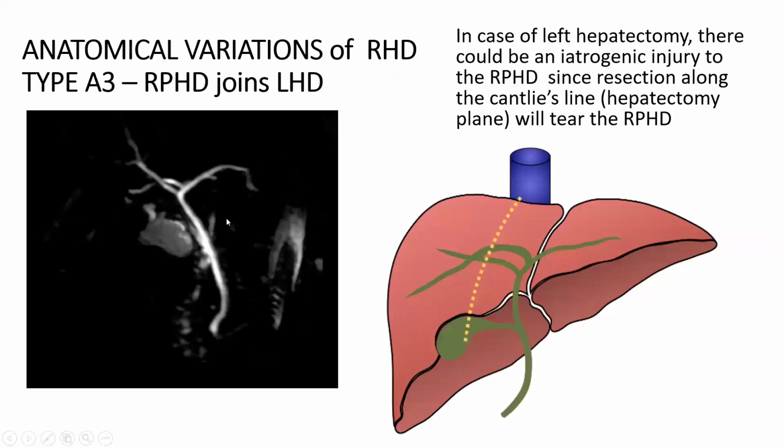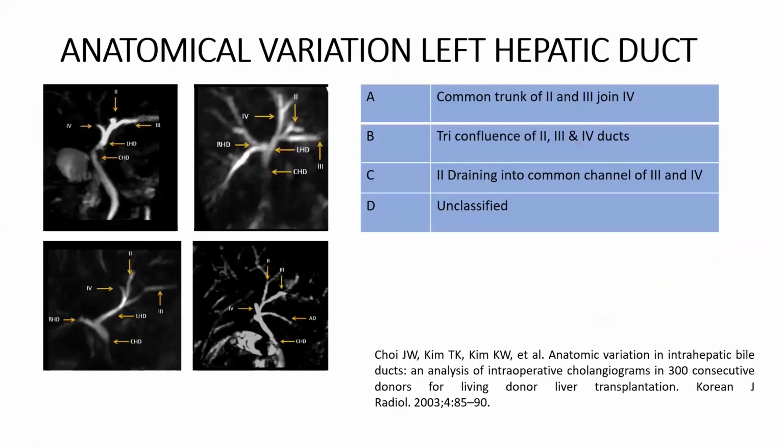In this situation where the right posterior hepatic duct joins the LHD, there may be problems in cases of left hepatectomy, where there may be sectioning of the right posterior hepatic duct. So whenever we look at MRCPs, listing all these variants is very important.